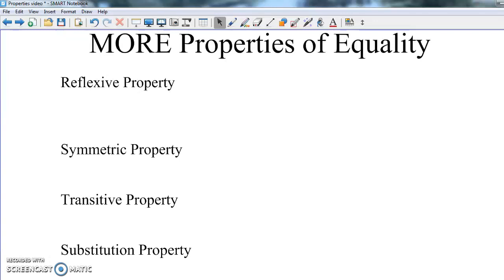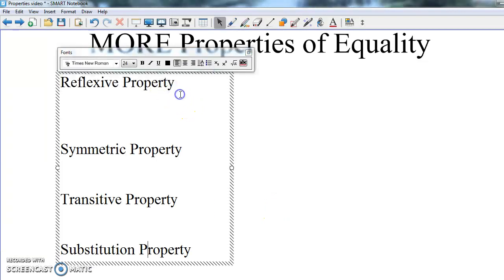Other properties of equality, there's 4 of them here. You've probably seen one of them because we know what substitution is, but reflexive, symmetric, and transitive you may not have seen before. So I'll talk about reflexive first.